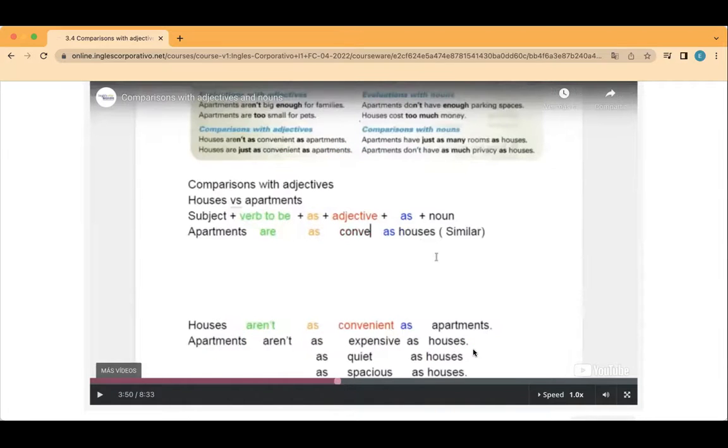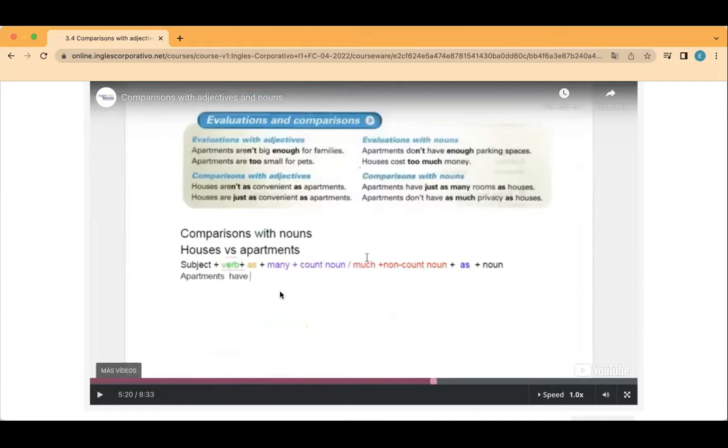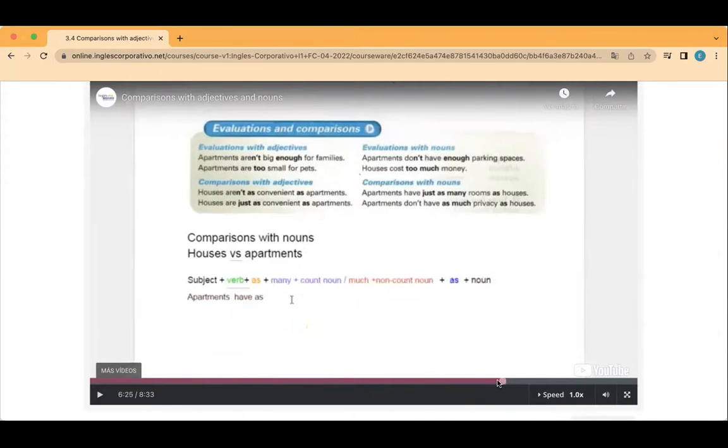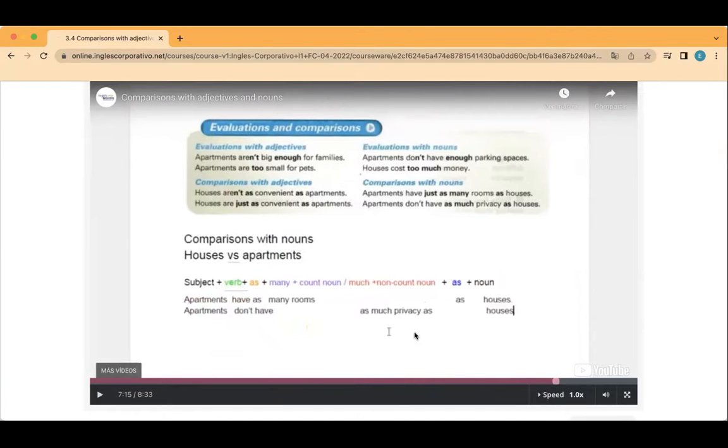Okay, good. Now, remember, we also choose the other words, many or much. Many depends on the description. Many is with count nouns. And much is with non-count. And remember, we always use the same idea, much for uncountable or many for countable.